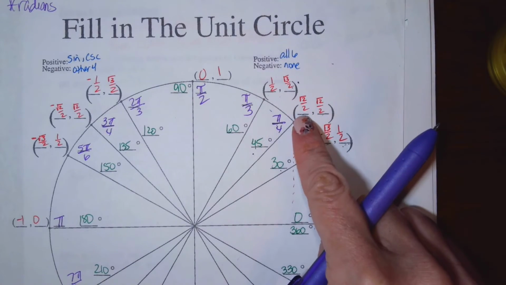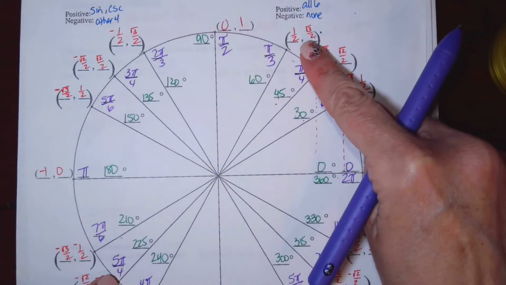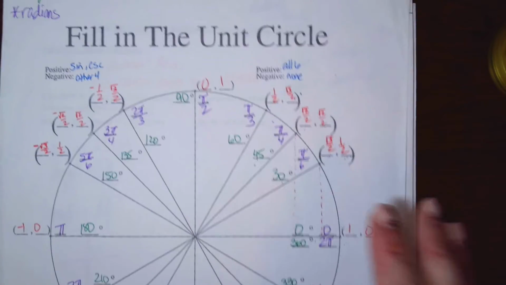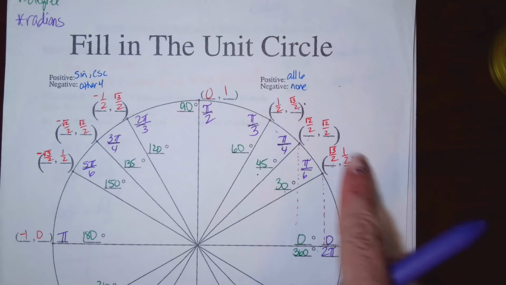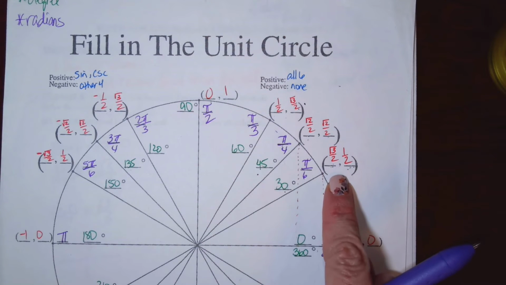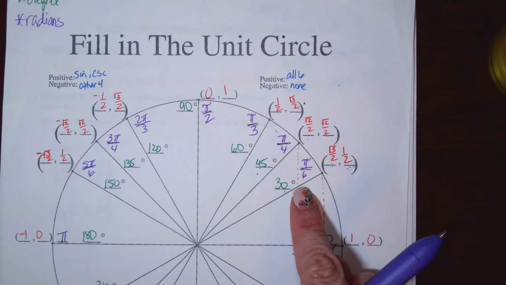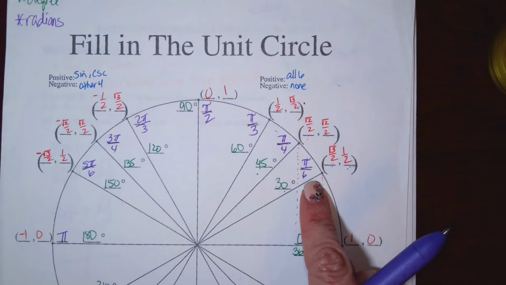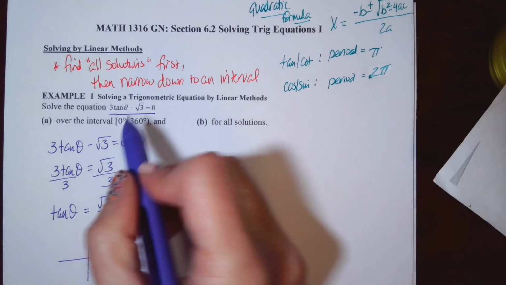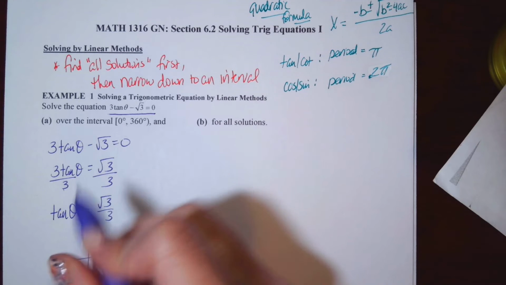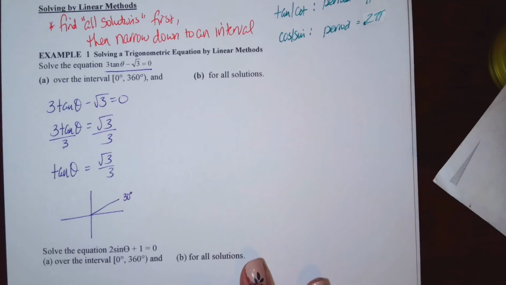Well, it's not going to be my 45s, and it's positive. Tangent is positive in quadrants 1 and 3. So square root 3 over 3 is going to be, if I stack this one y over x, I would have to rationalize that square root 3. So this is my angle in quadrant 1 where I have that tangent function value. So 30 degrees, let's start there. And I know I'm using degrees because my interval is given to me in degrees. So 30 degrees has that tangent function value.